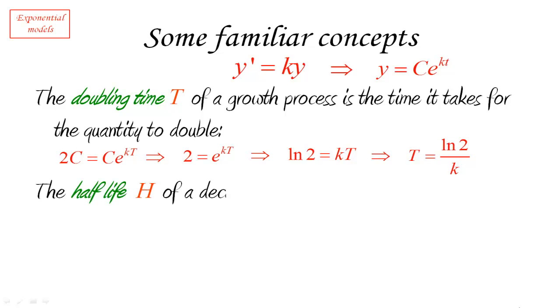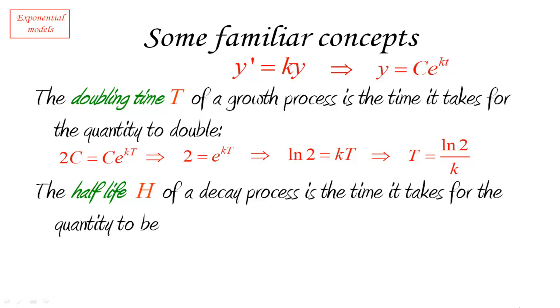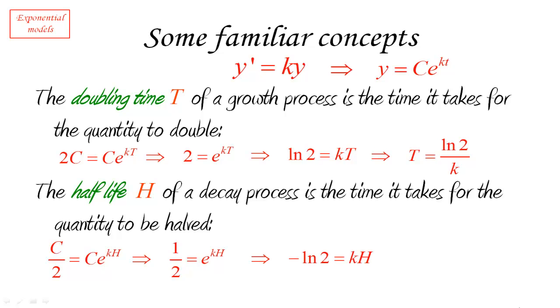On the other hand, we can talk about the half-life for a decay process. Of course, this is the time it takes for the quantity to be halved, to remain half of what you had to begin with. Same process, we're asking how long does it take for the initial quantity C to become half of what it used to be. Same process, we cancel the C, then we take the logarithm, then we divide by K, and we end up with minus ln 2 over K.